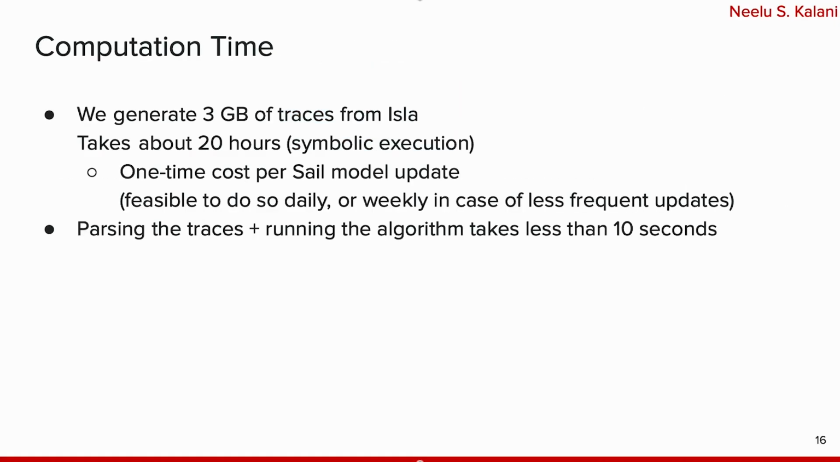For all the instructions in a general purpose RISC-V CPU, 3 GB of traces are generated from ISLA, which takes about 20 hours for the symbolic execution. This is a one-time cost per Sail model update and can be repeated daily or weekly to keep the results up to date with the evolving ISA. Then parsing of the traces and running the algorithm takes less than 10 seconds.